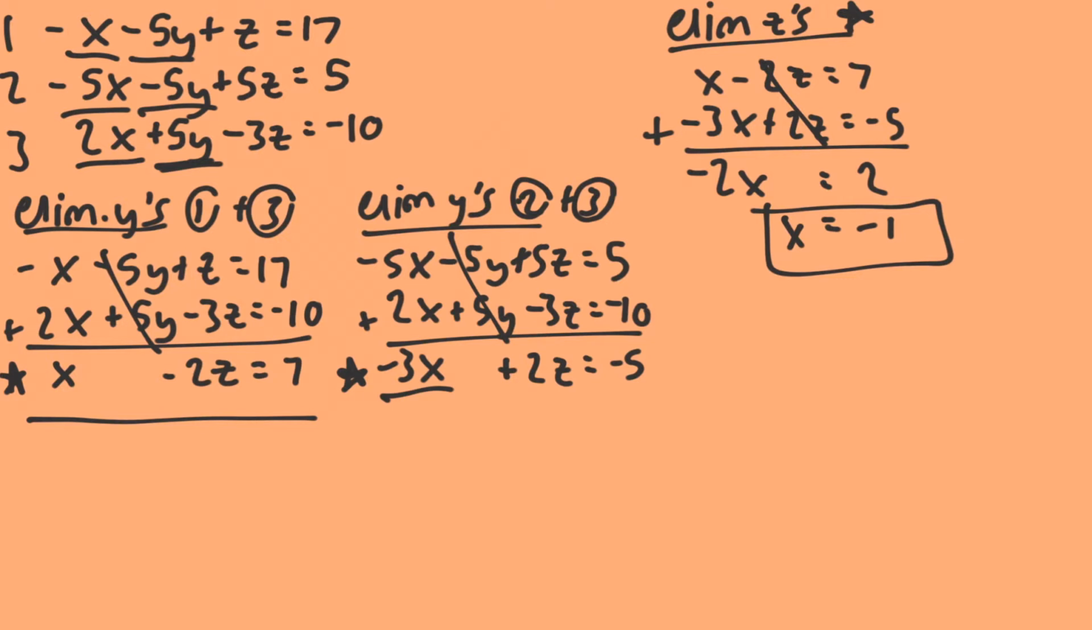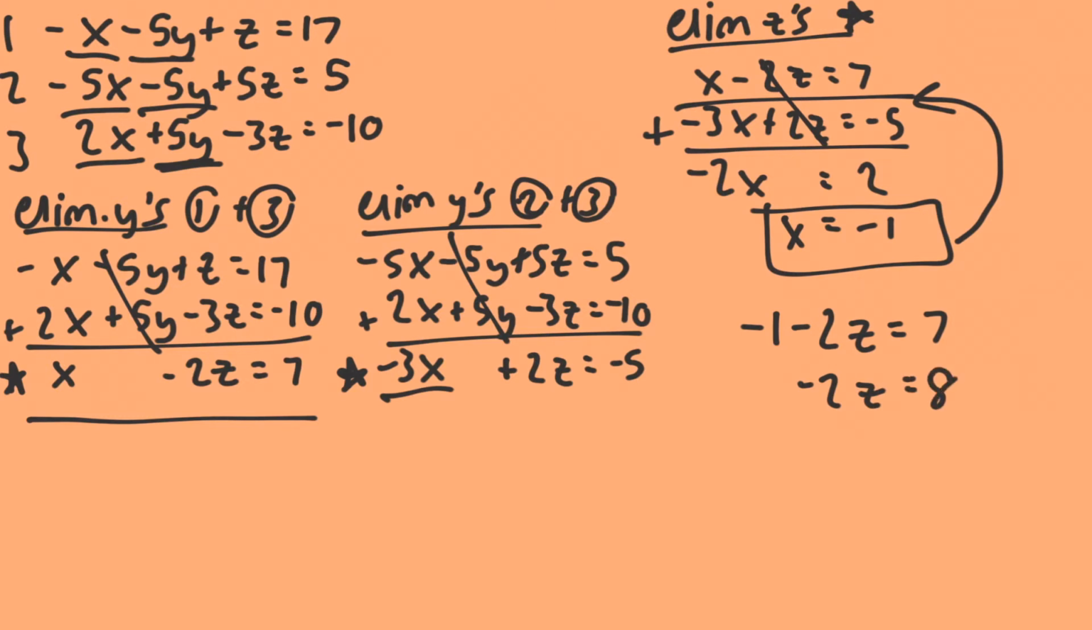So if x is negative 1, start working backwards. We can go back to this step here and plug in negative 1 for x. We can pick either equation, so I'm going to pick the first one. Negative 1 minus 2z equals 7. Now we can solve for z. So we can add 1 to both sides and divide by negative 2.